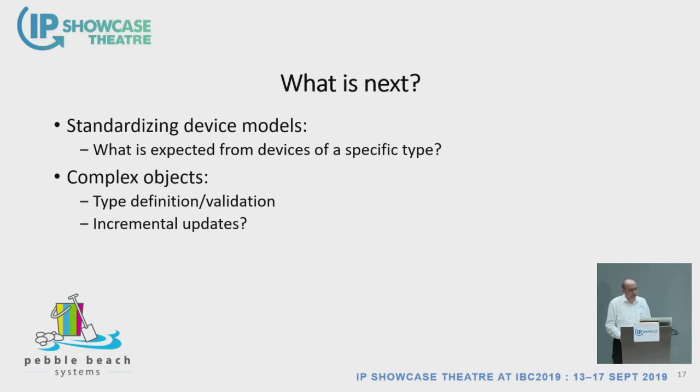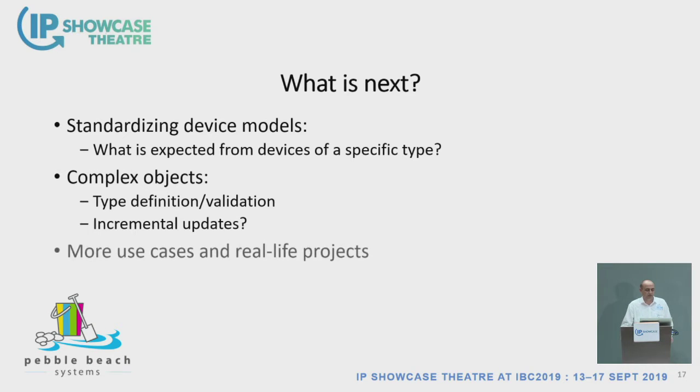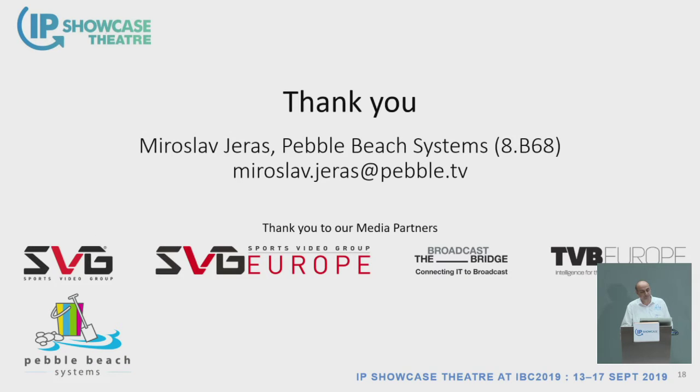The other area where we can have improvements is better standardization of the complex objects in terms of defining how the type definition is working and potentially adding some validation, and perhaps even allowing incremental updates for large objects, so we would optimize the number of pieces of data transmitted. And then we need more use cases and real-life projects to build the specification, especially in terms of best practices.